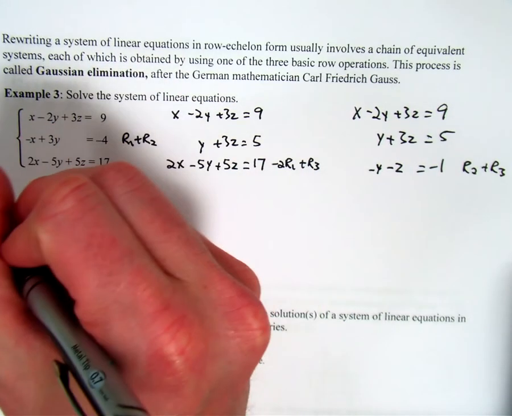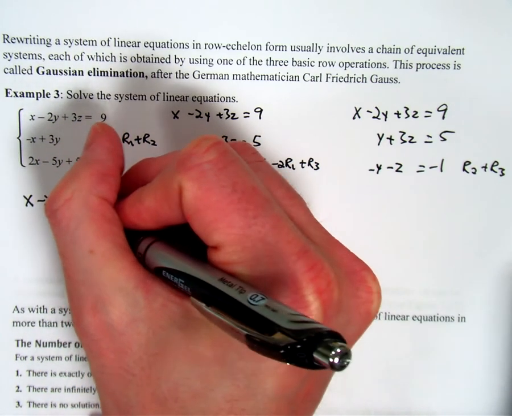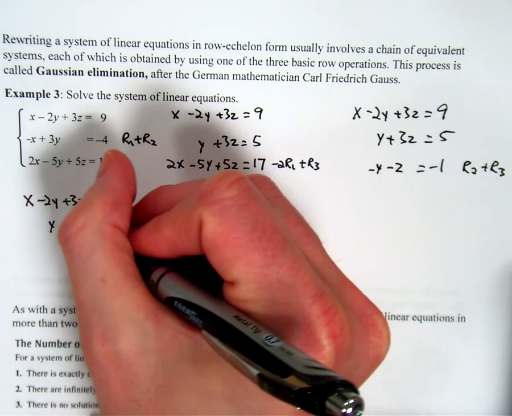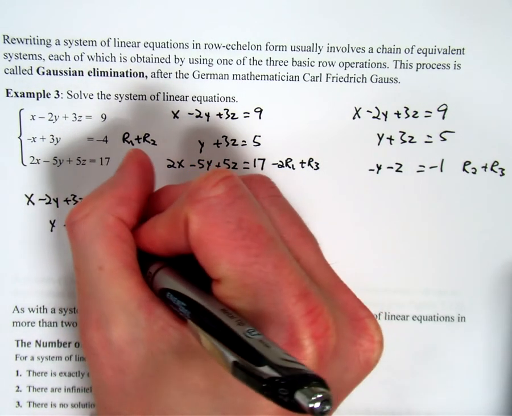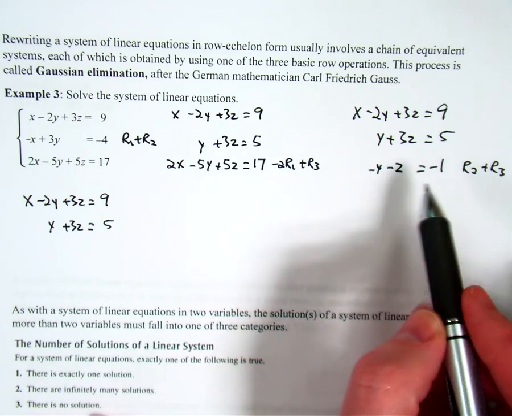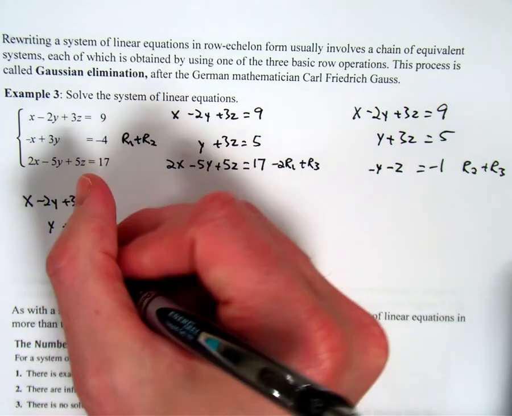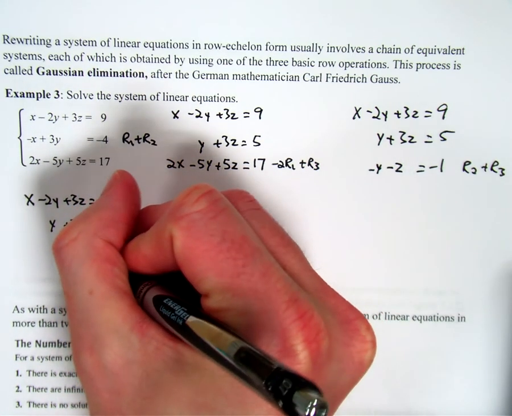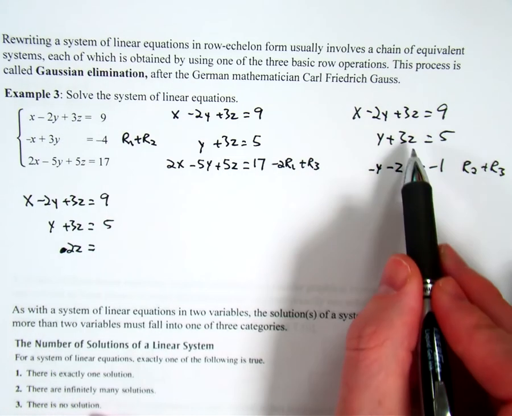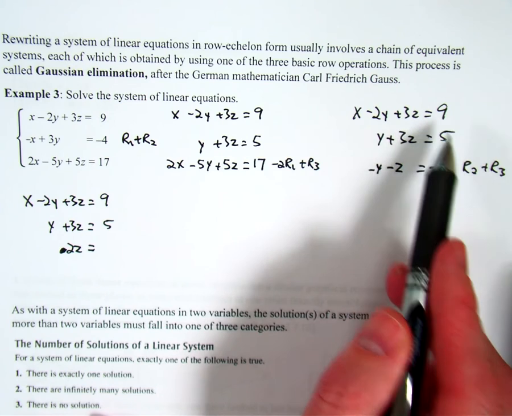No change on the top. x minus 2y plus 3z equals 9. 1y plus 3z equals 5. And now we'll have, okay, those would cancel. 3z and negative z is going to be minus 2z. Nope, positive. Positive 3, negative 1. Positive 2z. And then 5 and a negative 1 is 4.